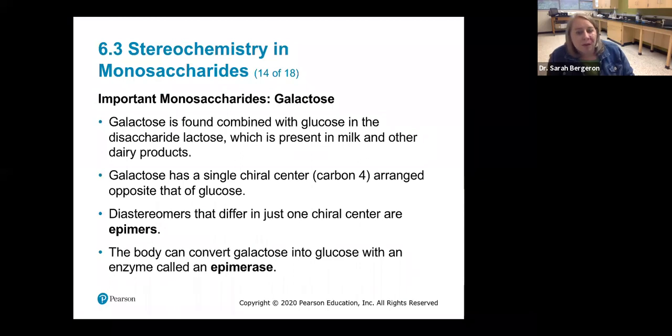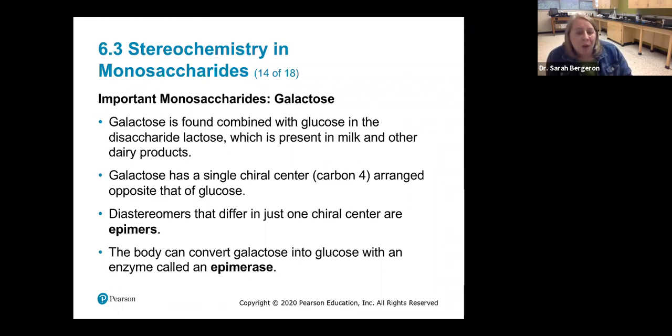The next important monosaccharide is called galactose. Galactose often likes to combine with glucose, and this is our lactose. This is our disaccharide lactose that we find in milk. Galactose also has a single chiral carbon, and it's arranged oppositely to that of glucose. And so you can go back and look at all those structures, right, and compare them.